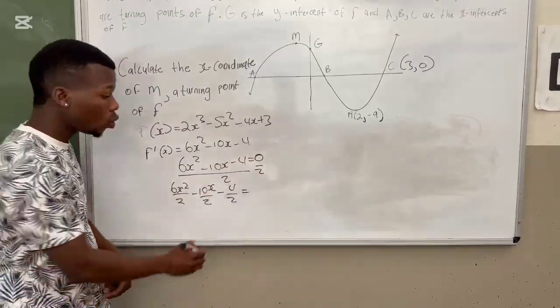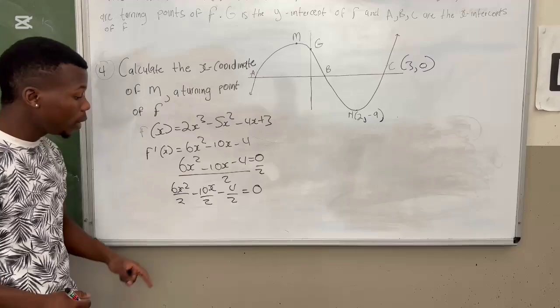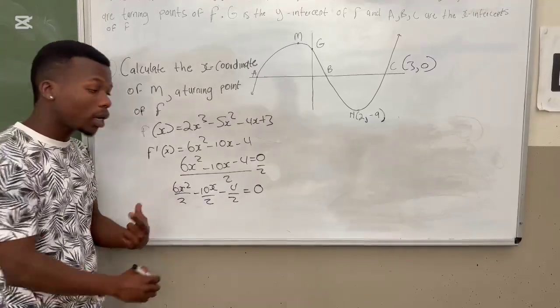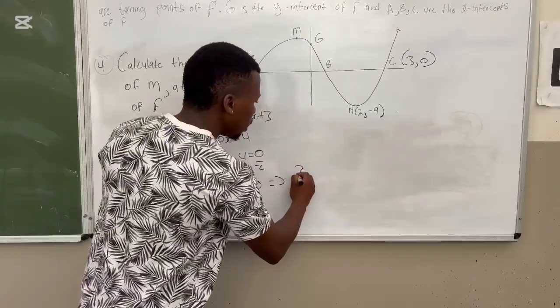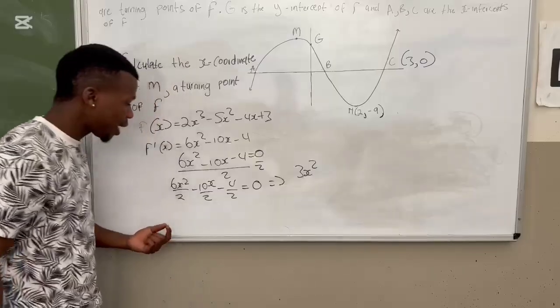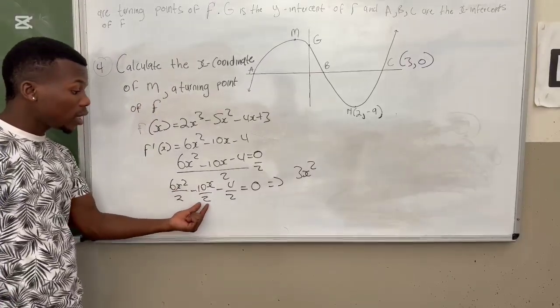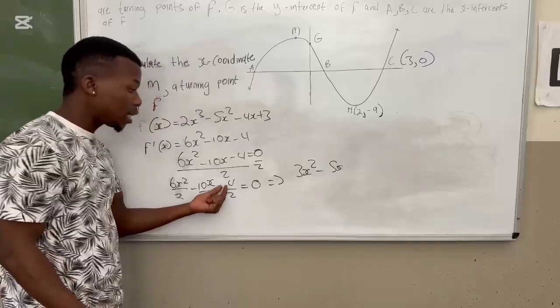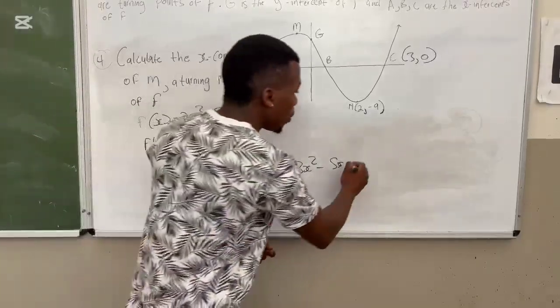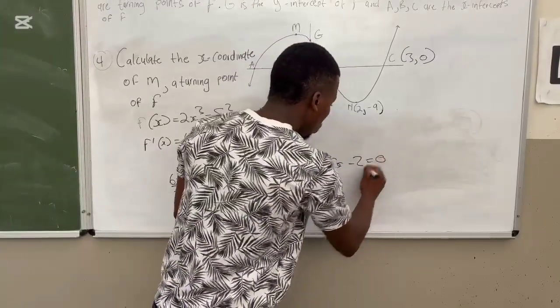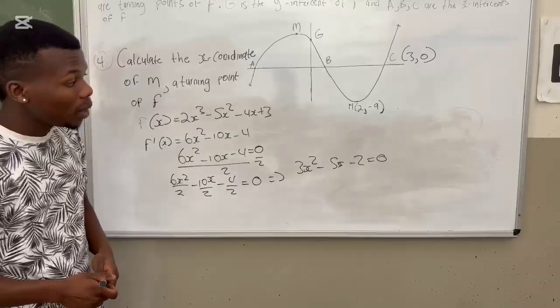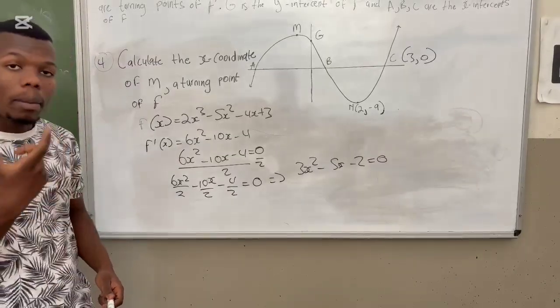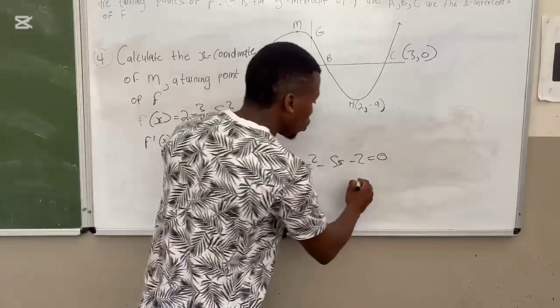0 divided by 2, which is always 0. 6 divided by 2 is 3, so I'm left with 3x squared. Negative 10 divided by 2 is minus 5x. Negative 4 divided by 2 is minus 2, which equals 0, meaning that I'm going to open 2 brackets.